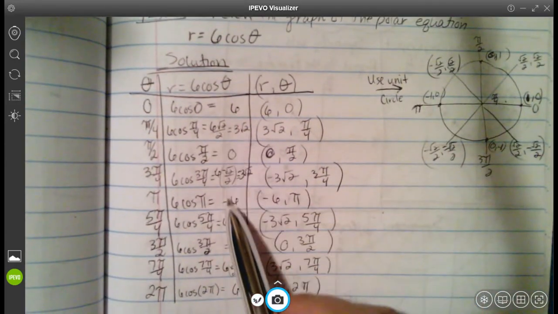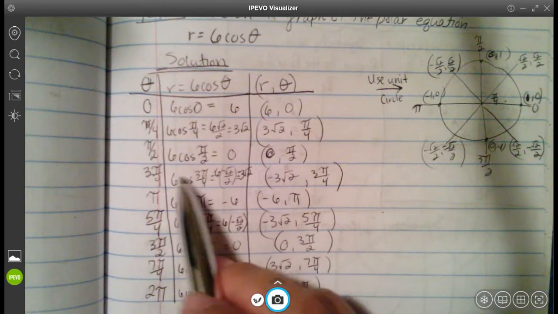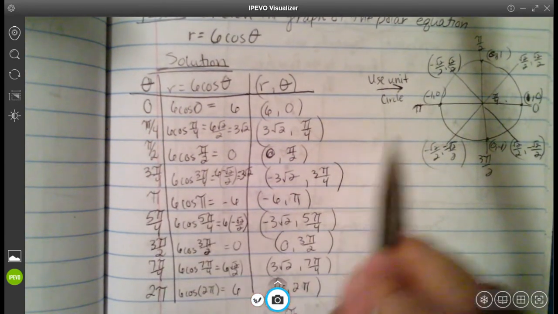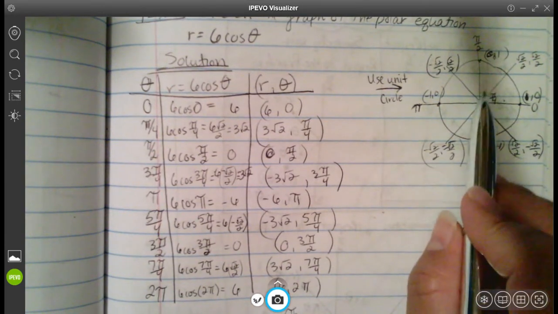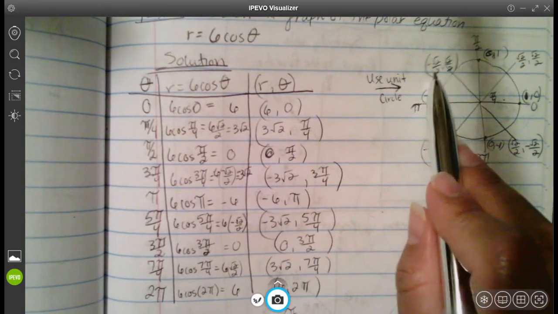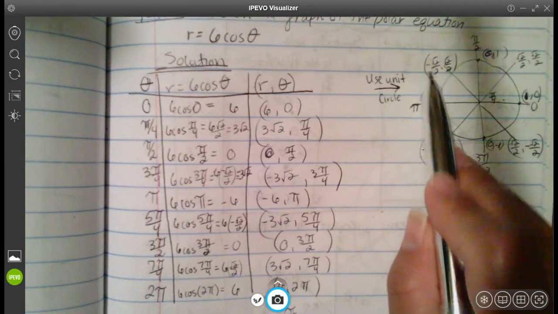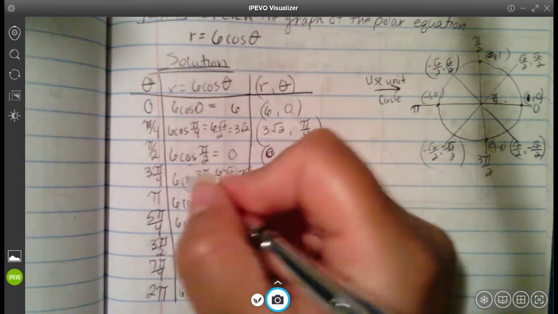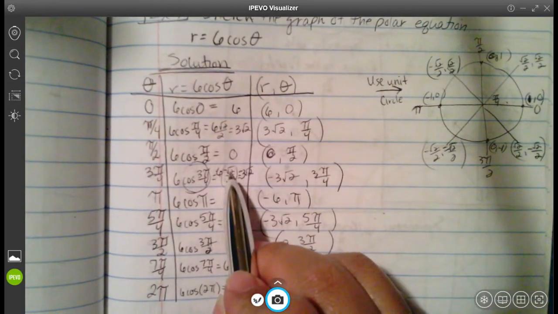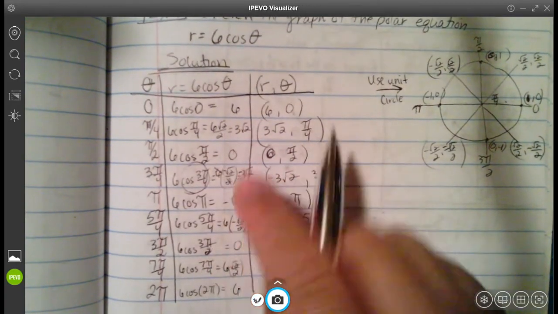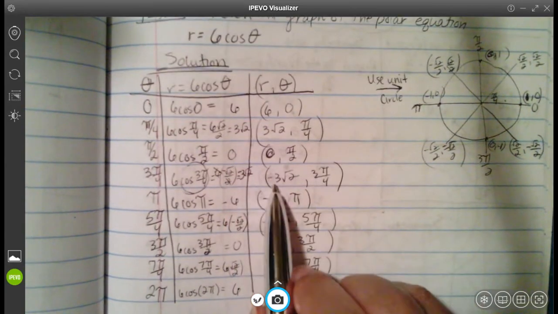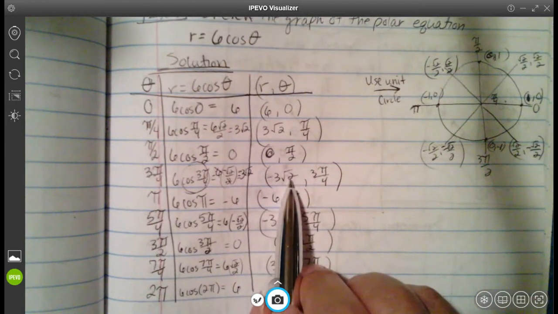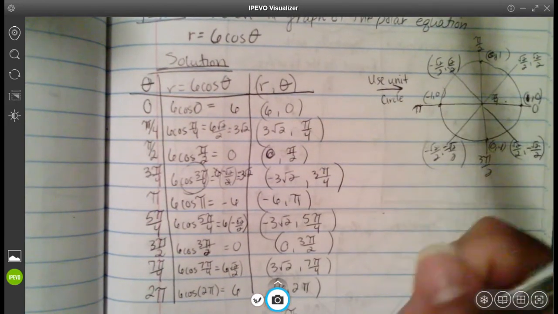Just to go over a few more, let's say this one, 3 pi fourths. We have 6 times cosine of 3 pi fourths. You look at 3 pi fourths, which is 1, 2, 3, this one, and we have negative square root of 2 over 2, so that's what I plugged in to replace all of this part. So 6 times negative square root of 2 over 2, 6 over 2 is negative 3. So we have negative 3 square root of 2 with our angle of 3 pi fourths. And again, that's the next ordered pair. So we did that for all of these.